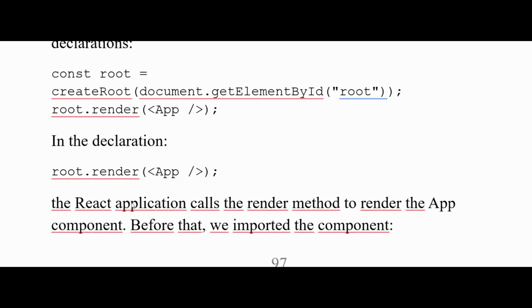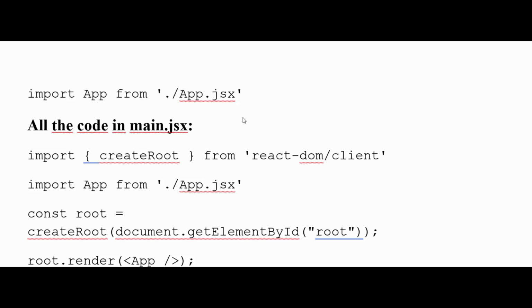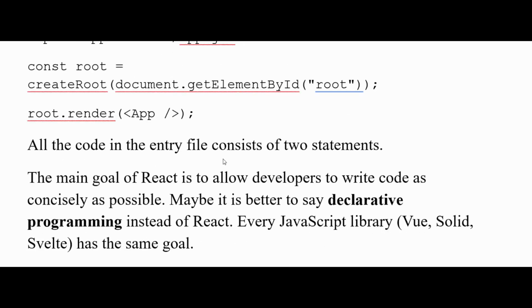In the declaration root.render(<App />), the React application calls the render method to render the App component. Before that, we imported the component: import App from App.jsx. All the code in main.jsx, here it is, all the code in the entry file consists of two statements.